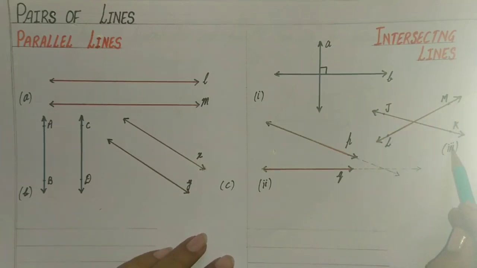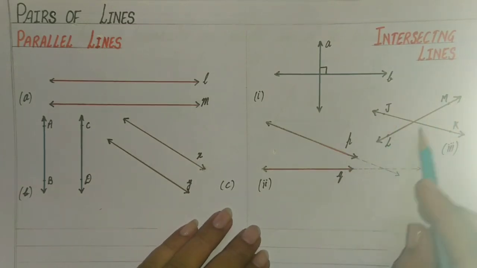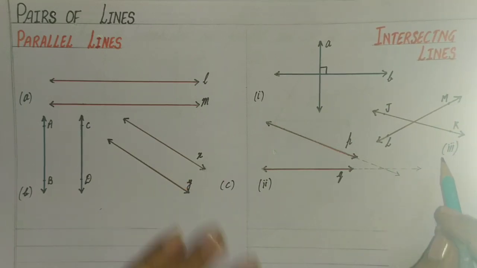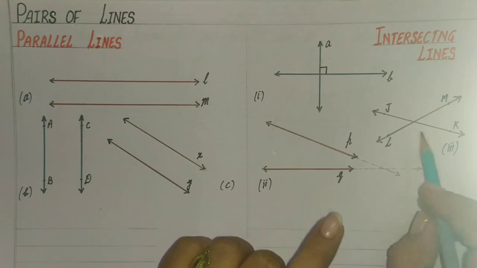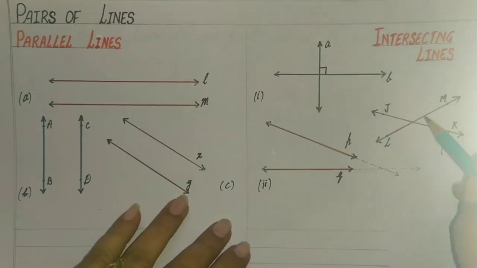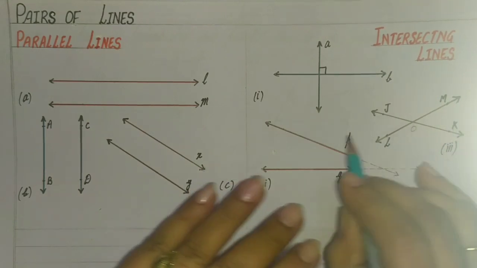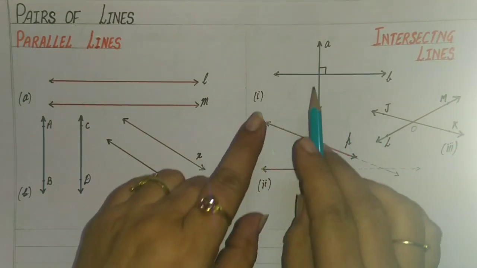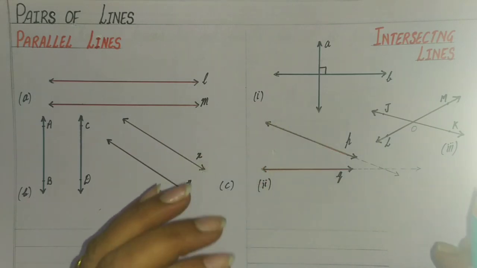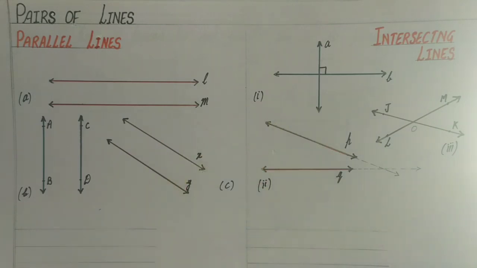Then in the third figure, line JK and line LM are intersecting lines. Suppose the point of intersection is O, and they are not intersecting each other at 90 degrees, so these are simply intersecting lines but not perpendicular lines.